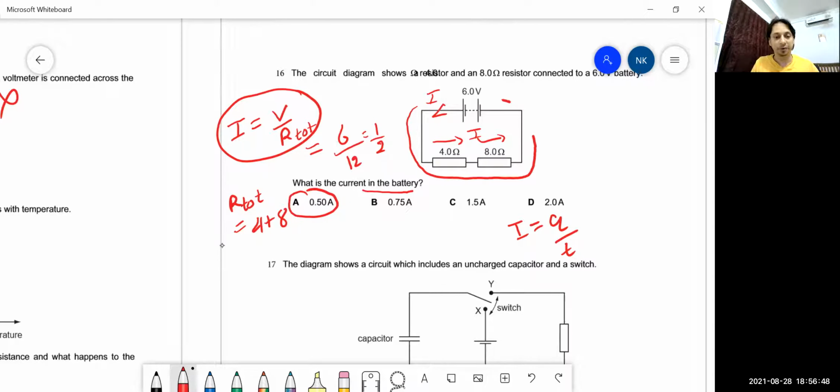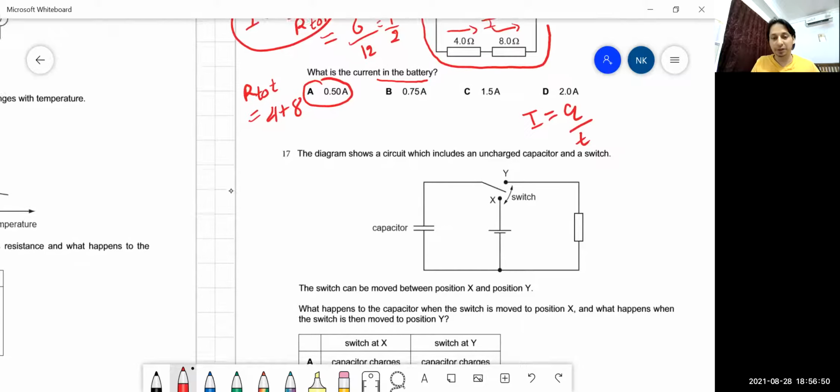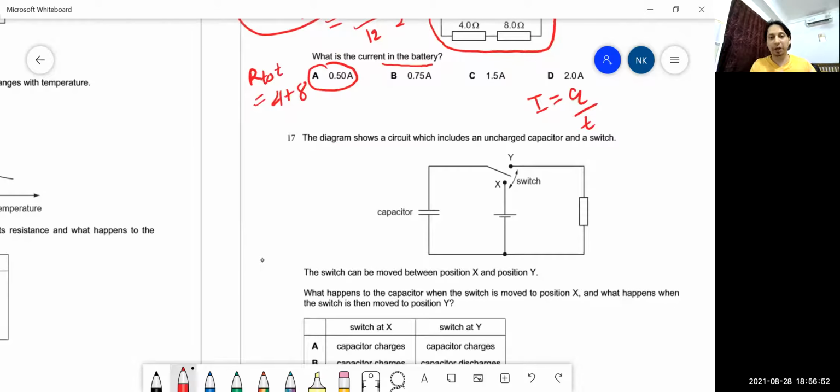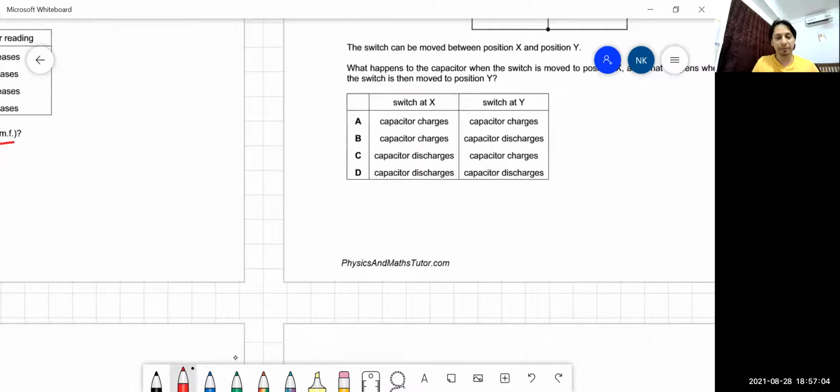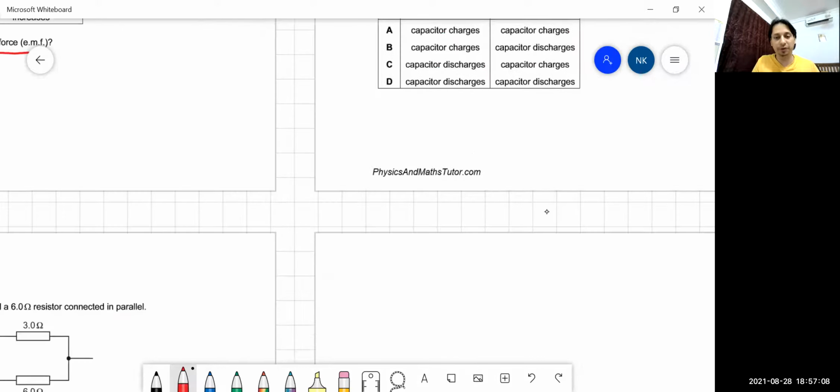Next question, children. Question number 17. Question 17 is about a capacitor. Capacitor is not in our curriculum. It is not in IGCSE. So you have to skip this question. Wherever you find a capacitor or the word capacitor, just skip all that type of questions.